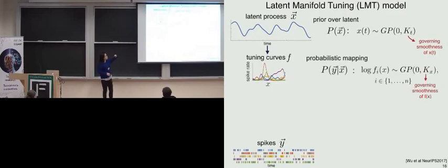But because we have this non-negativity constraint over F, we don't want to generate negative firing rates. So we put a Gaussian process prior over the log of F. Again, here, the Gaussian process generates smooth functions. This is just saying we assume neurons fire continuously in the latent space.